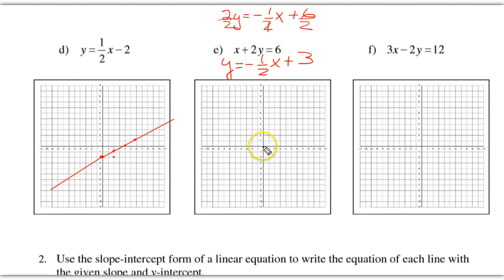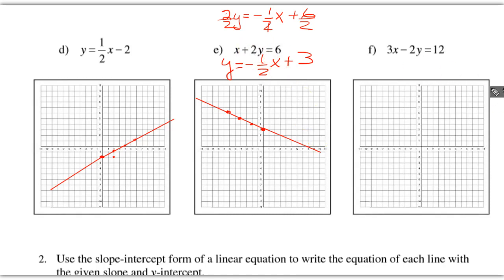So I'm going to plot my 3 right there, my y-intercept. Now it's a negative 1/2, so I'm going to go over 2 up 1, over 2 up 1, over 2 up 1. So there's my line here. And it goes this way here too. So again, positive slope starts low and goes up. Negative slope starts high and goes down.